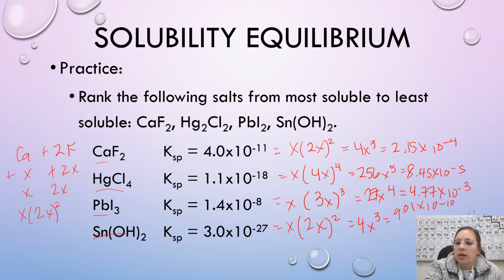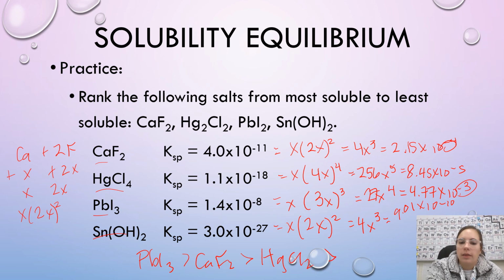So now when we compare these, it says to do it from most to least, excuse me. So the most soluble is lead, then the calcium one, which goes to the negative 4, then the mercury, and then the last one, 10.